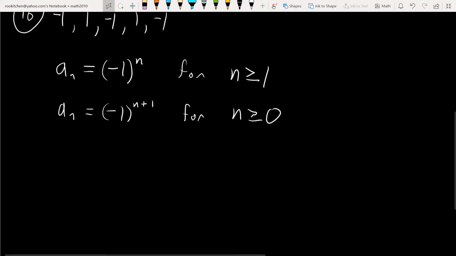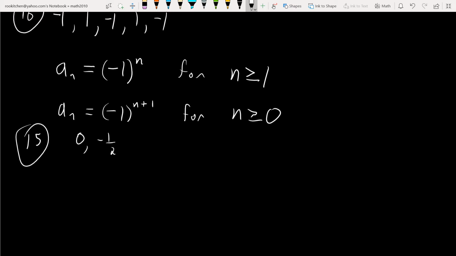Let's see, number 15, we have a more complicated sequence now. 0, -1/2, 2/3, -3/4, 4/5, -5/6, etc.